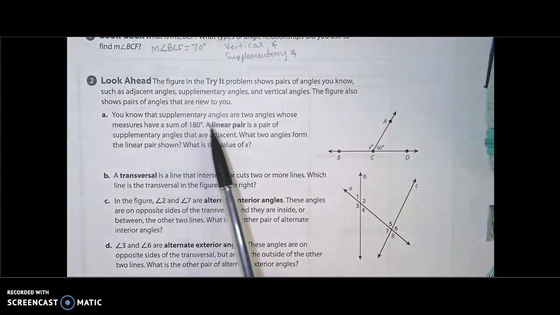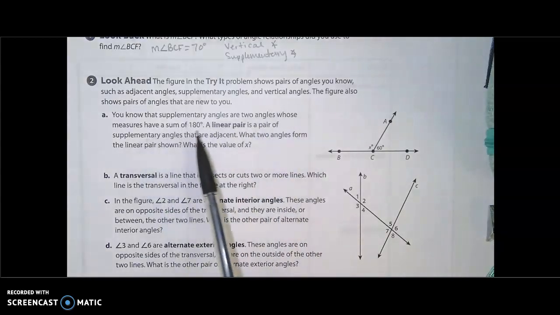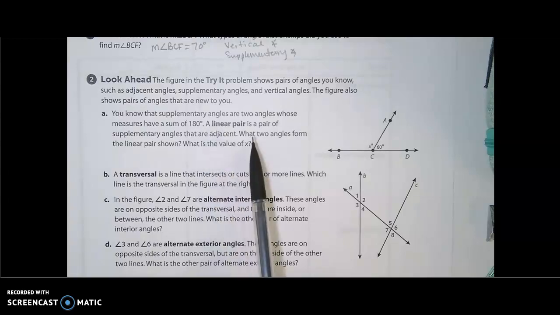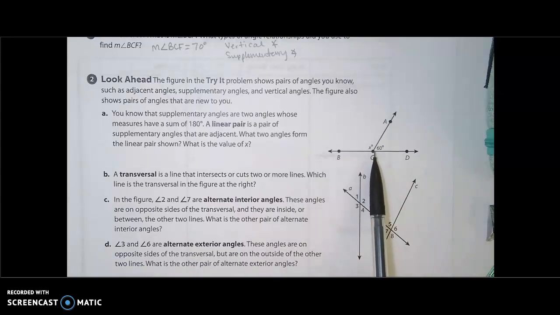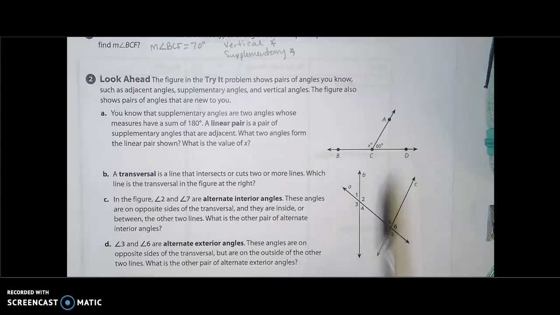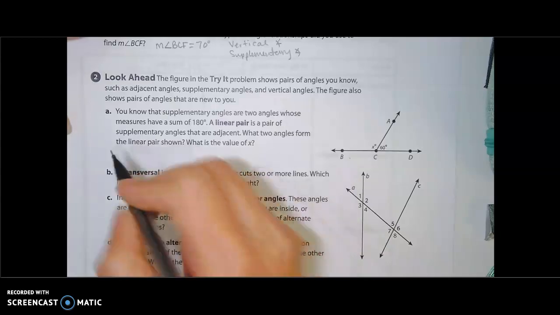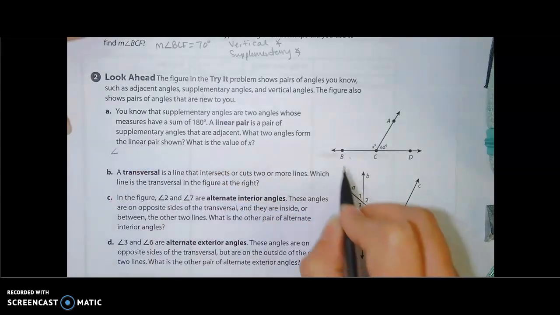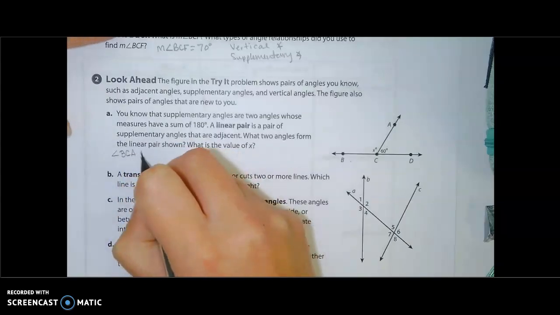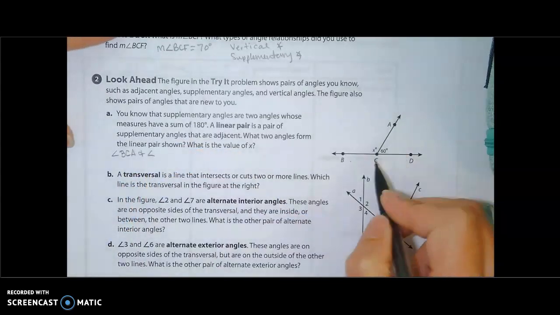You know that supplementary angles are two angles whose measures have a sum of 180 degrees. A linear pair is a pair of supplementary angles that are adjacent. So adjacent means we share a vertex and we share one ray. So we are right next to each other. So what two angles form the linear pair shown? So we have angle BCA and angle ACD.